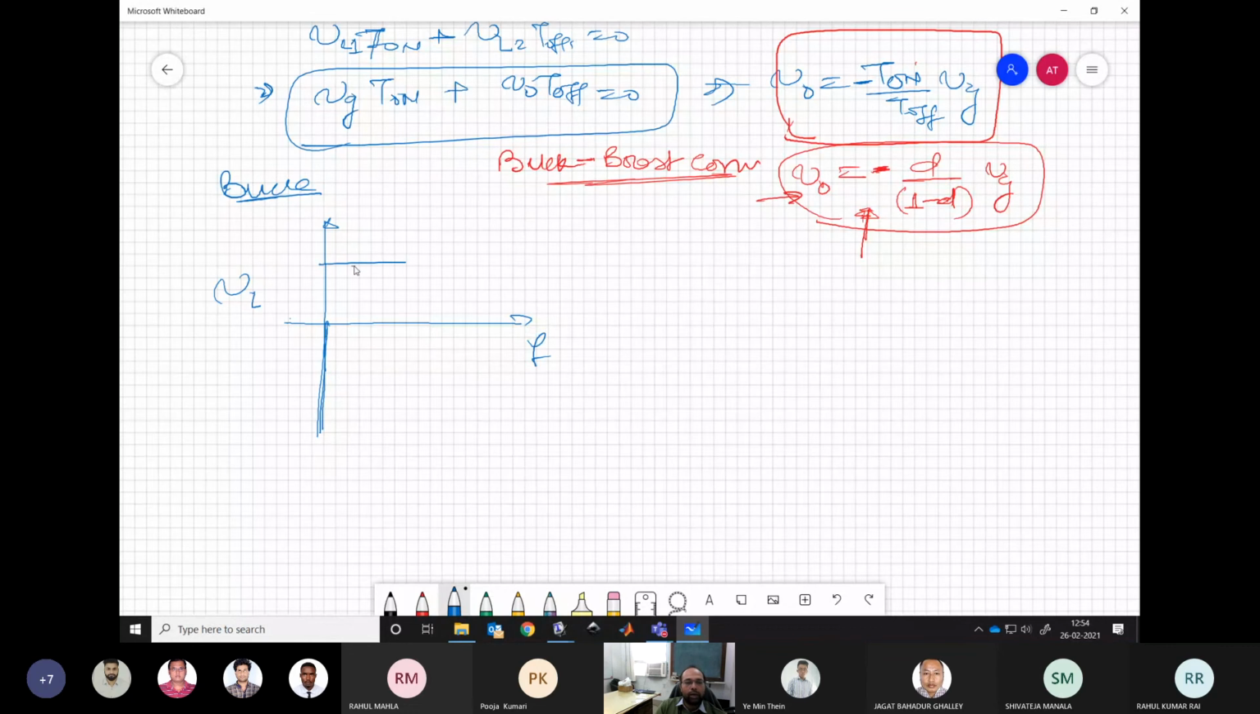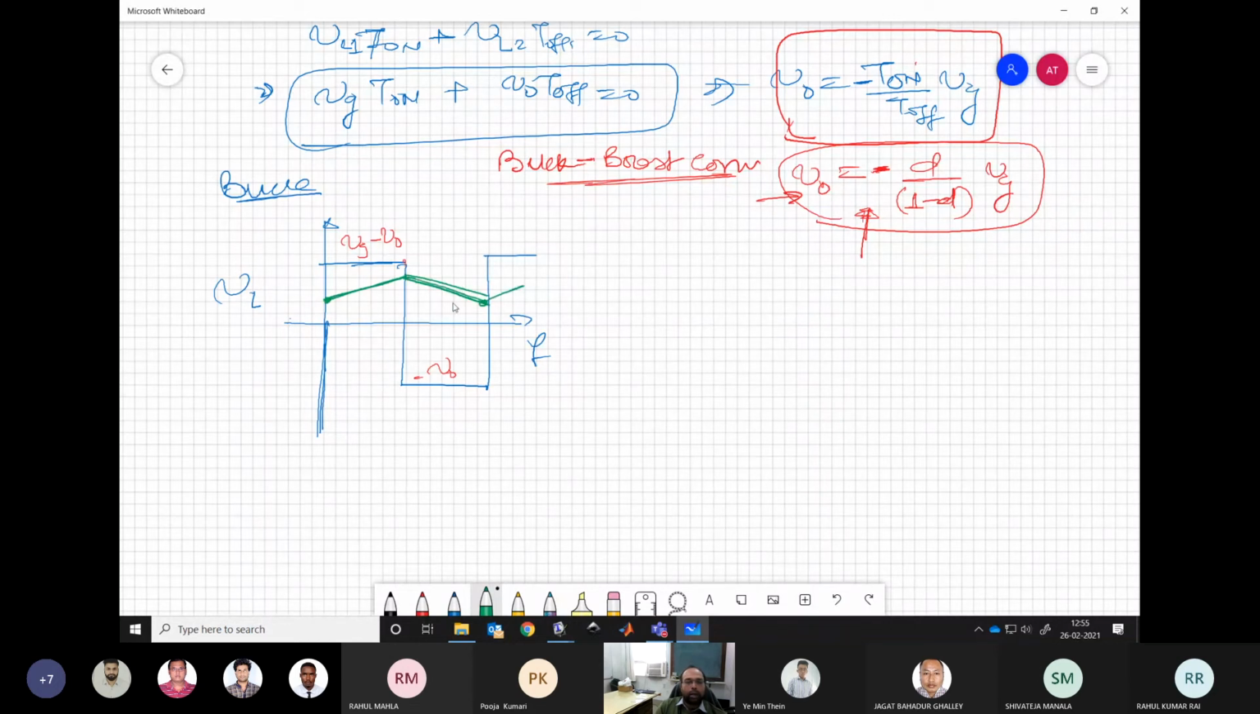So what you have is VL positive for some time and negative for another time, and this is repeating. So you should try to draw how the inductor current looks. Let us say this is Vg minus V naught and this is V naught, of course negative. So we will have the inductor current rising in this half cycle and falling in this subcycle.